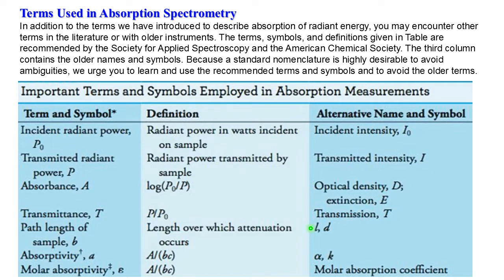There were old units and you often will find them, especially in medical books. Optical density instead of absorbance, extinction instead of absorbance, transmission instead of transmittance, and molar absorption coefficient instead of molar absorptivity. Try to avoid these old units as much as you can, but you should be able to read them, especially in clinical analysis.